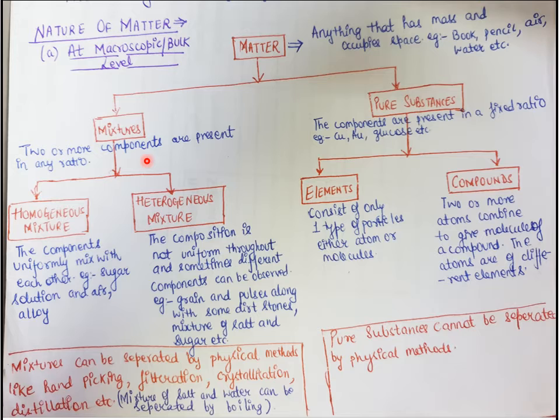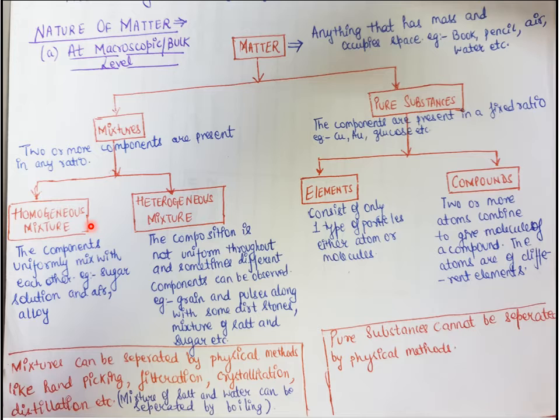Now mixtures can further be divided into two. One can be a homogeneous mixture and the other can be a heterogeneous mixture. Now homogeneous means same. Homo means same, uniform. So whenever you add two or more components in any ratio and you get a uniform solution, then such mixtures are called homogeneous mixtures.